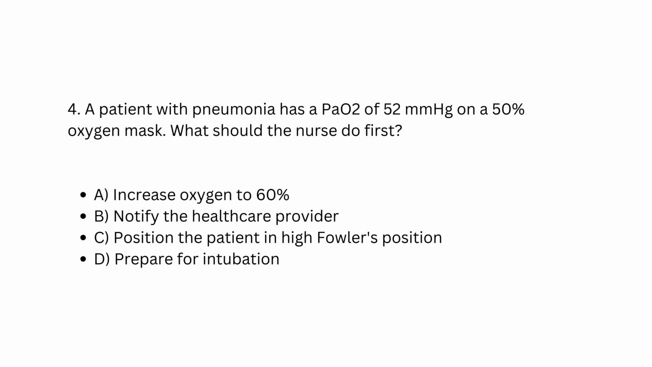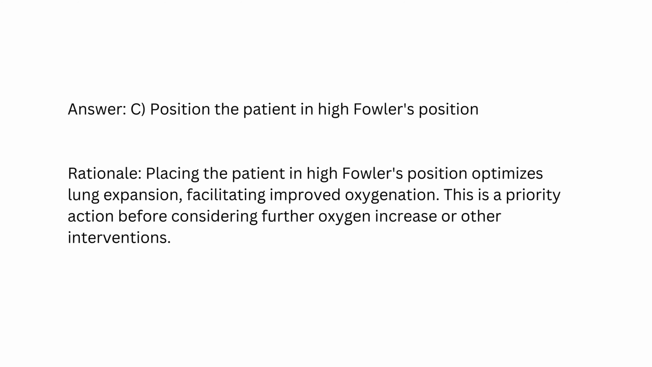4. A patient with pneumonia has a PaO2 of 52 millimeters of mercury on a 50% oxygen mask. What should the nurse do first? A. Increase oxygen to 60%. B. Notify the healthcare provider. C. Position the patient in high Fowler's position. D. Prepare for intubation. Answer: C.